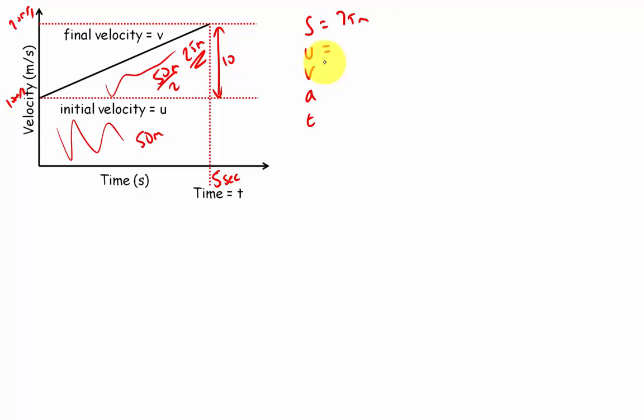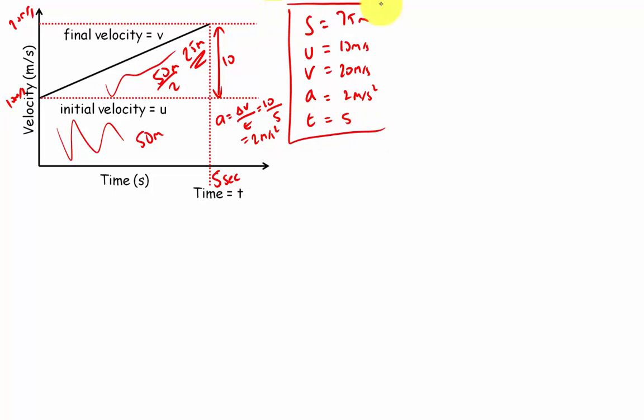Okay, so the initial velocity we've already written down was 10 meters per second. The final velocity was 20 meters per second. The acceleration we can work out: acceleration equals delta v over t. So it goes from 10 to 20, so the change in velocity is 10, positive, and it took 5 seconds. So that means it is 2 meters per second squared. And time was 5. So here is a set of results that we know are true and consistent within the formula.